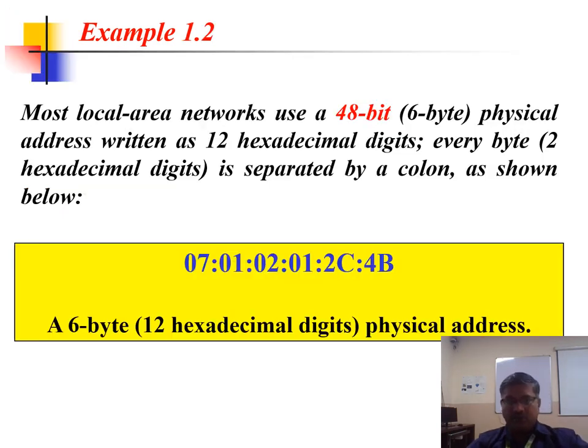In example 2, you can see that most local area networks use a 48-bit, that is 6-byte, physical address that can be written as 12 hexadecimal digits, separated by colons. This is the example for the physical address. Otherwise, we can call it the MAC address.